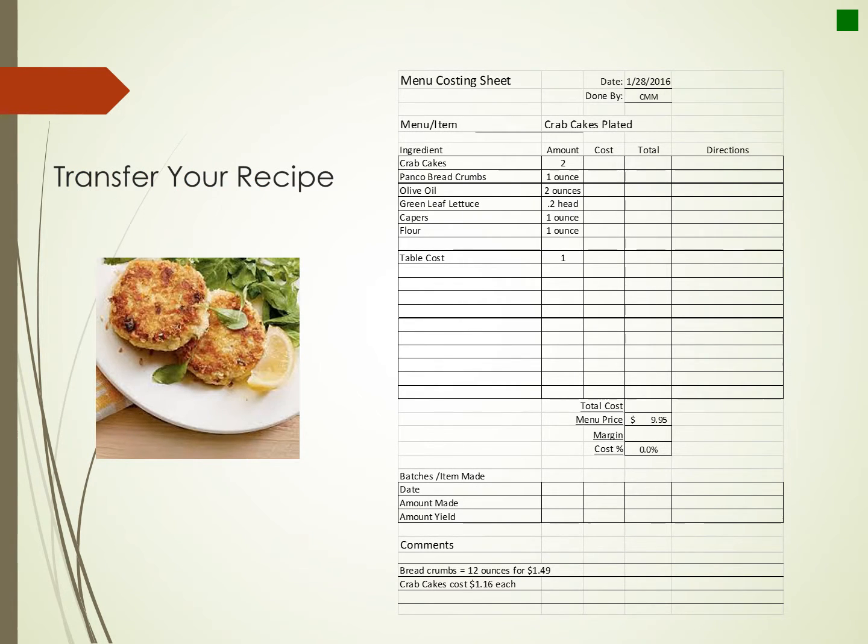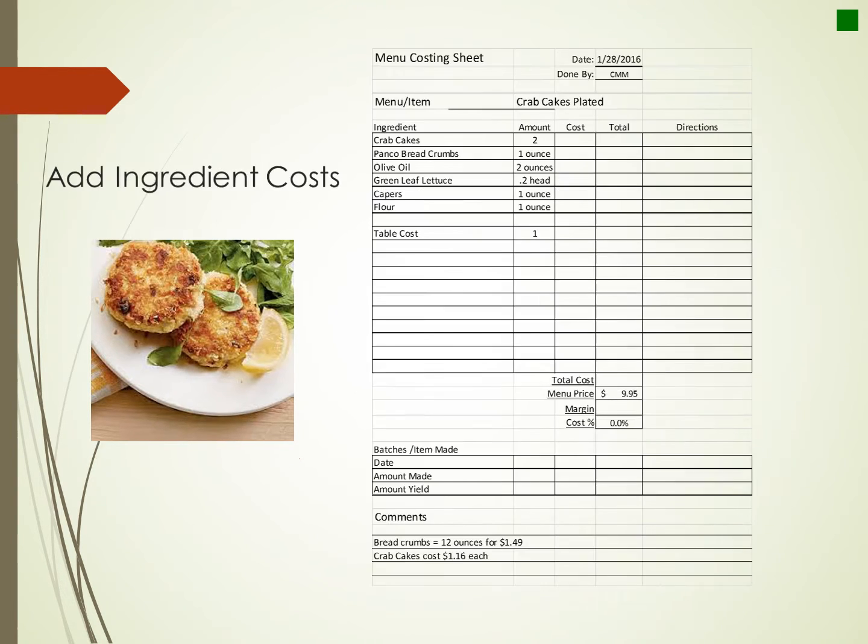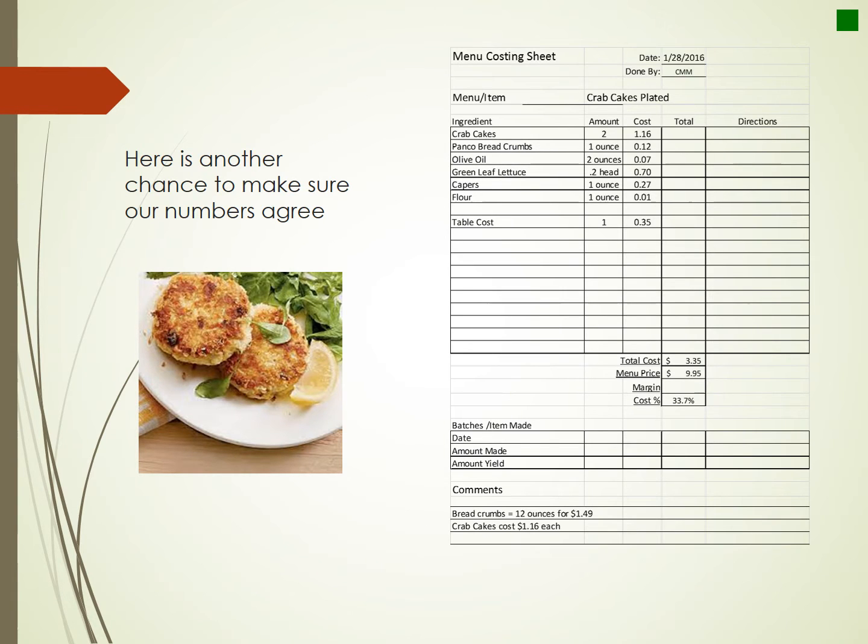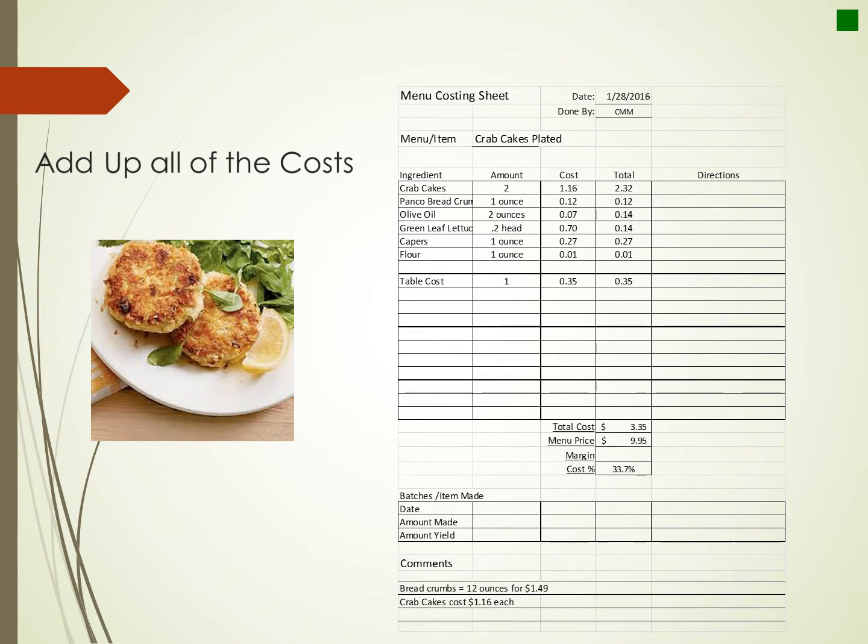Okay, let's look at crab cakes. We transferred the recipe onto the recipe costing sheet for you. Now find the cost of the individual items on your price sheet. Don't forget the notes section where we made notes on breadcrumbs and how much crab cakes cost. Here's another chance to make sure our numbers agree. Adding up all the costs to make this dish, we see that it costs $3.35 and we sell it for $9.95. So dividing $3.35 by $9.95, we see that our cost of goods is 33%.